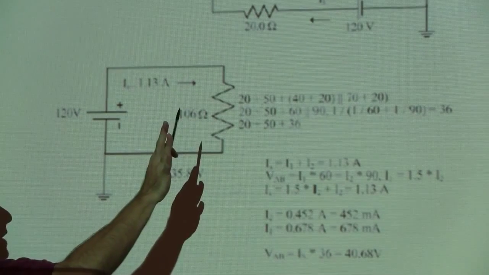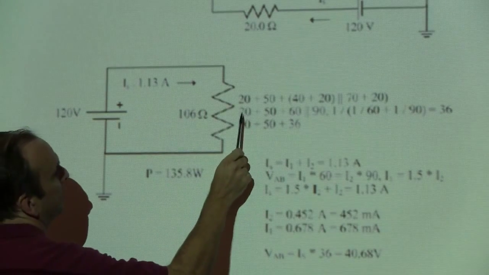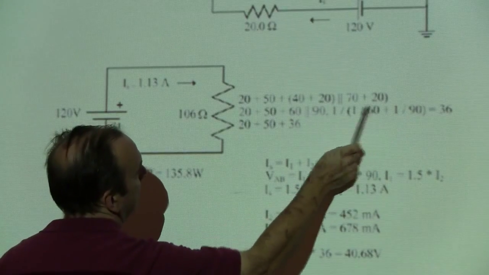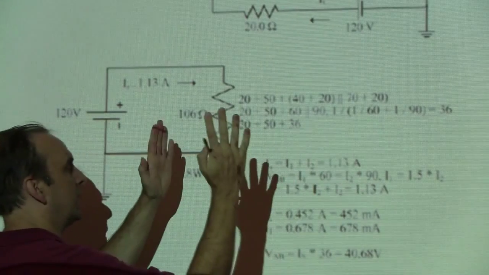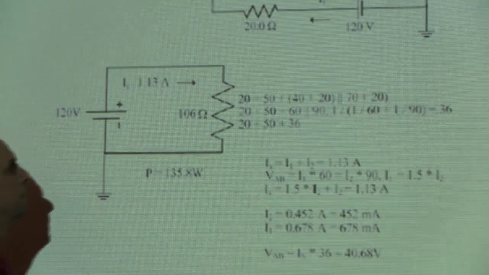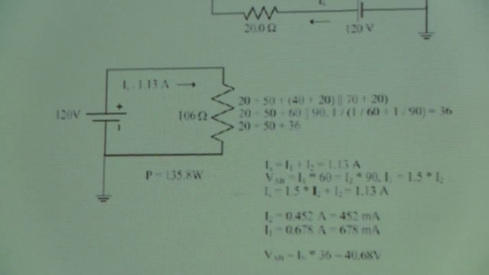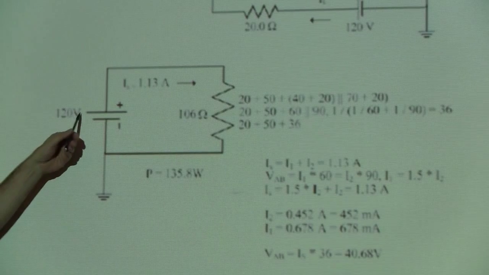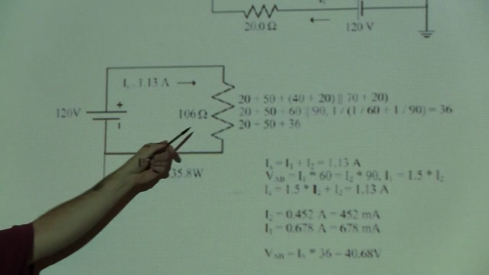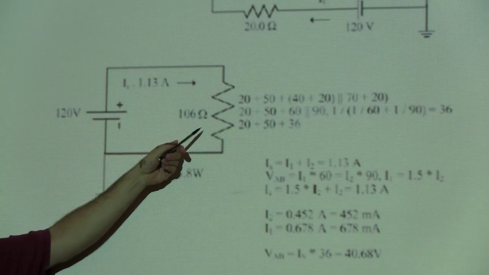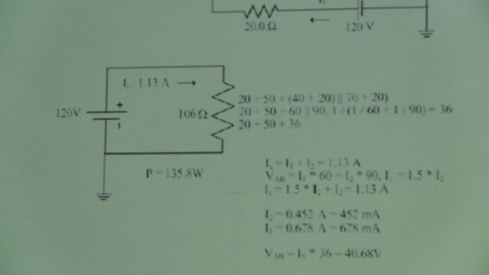So you do the math, do the algebra, and this combination of 4 resistors, these 2 parallel legs, ends up being 36 ohms. So adding those up, I get 106 ohms. Now what the heck does that tell me? Well, I know I've got a 120 volt supply. Across a 106 ohm resistor, what's my current? V equals IR. So I determined that the current is 1.13 amps.